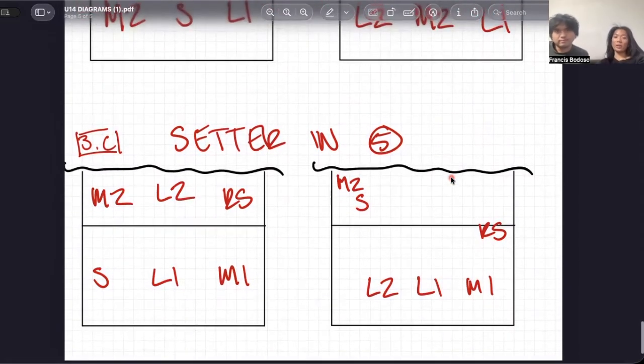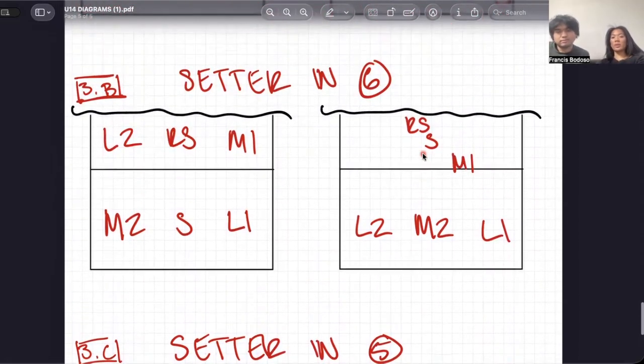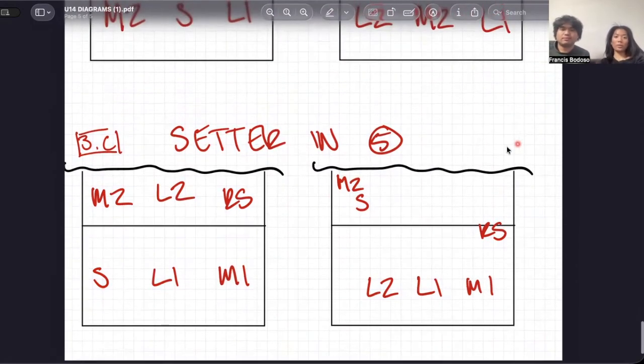Setter in 5. But again, sorry, going back to this one: our left side's already hitting on the left side, our right side's already hitting on the right side. There's no need to switch. Cool. Setter in 5, exact same thing. All of our positions are already chill.